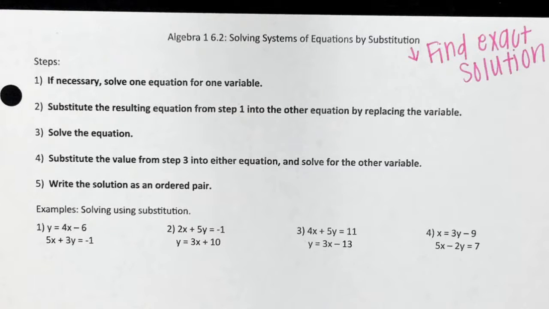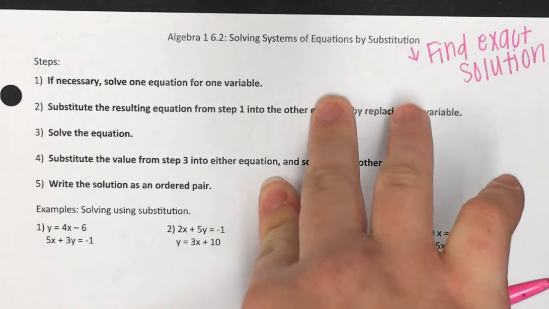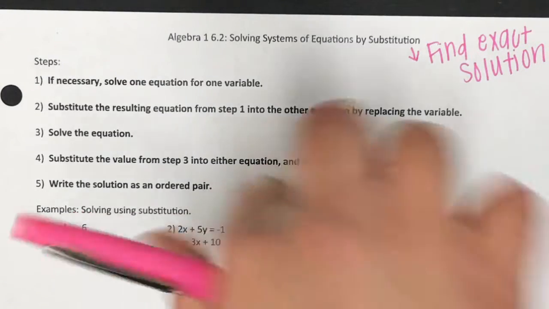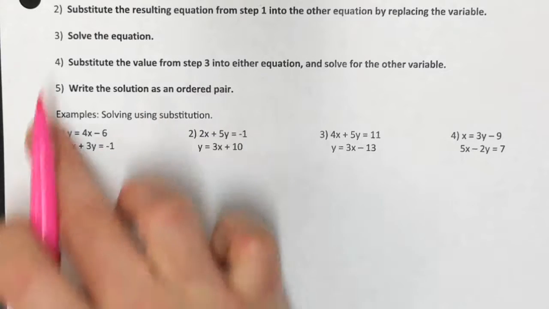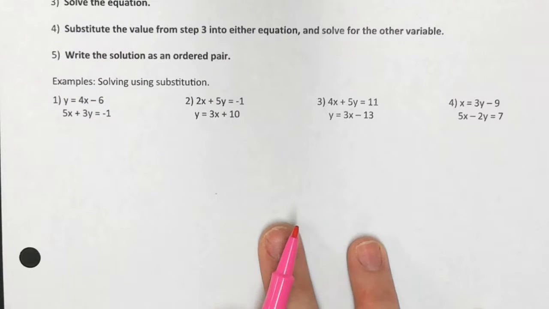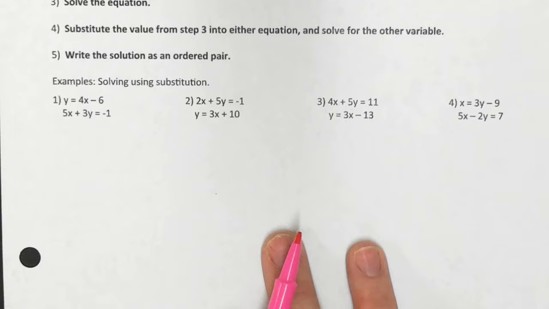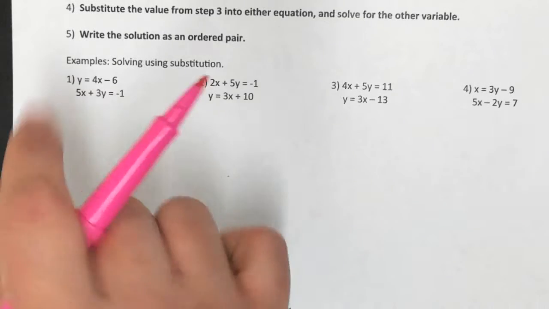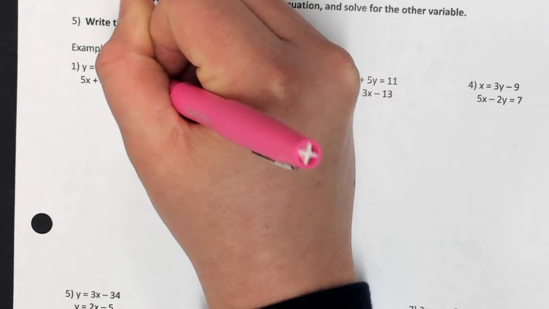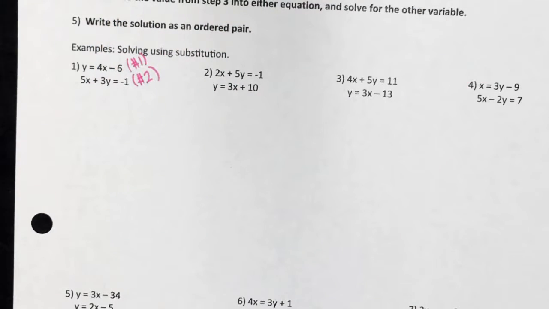What I want to do is skip these steps and do an example, and then we're going to go back and talk about what steps we took. The first thing we're going to do to solve by using substitution is make sure that one of our equations is solved for a variable. It doesn't matter which variable, but one of them has to be solved for a variable. So let's say this is equation number 1, and this is equation number 2, just so we can talk about them and know which is which.